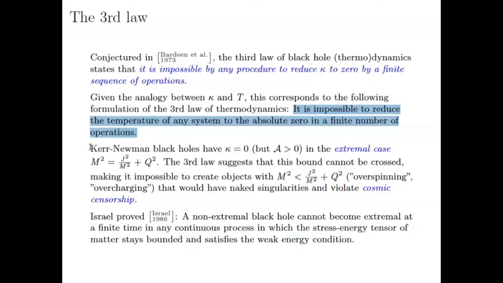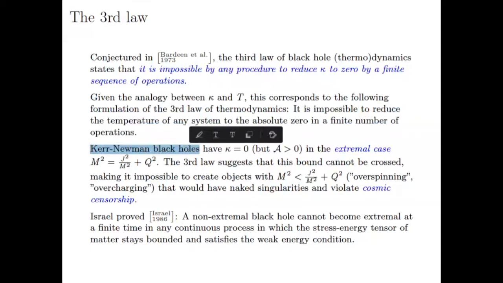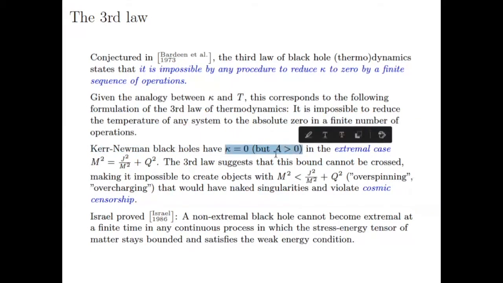For example, the Kerr-Newman black holes, which are charged and rotating, can have 0 temperature but finite area and hence finite entropy in the so-called extreme limit, where you make the charge and the angular momentum as big as you can without destroying the event horizon. That's this extreme limit, where also the Penrose diagram takes on a very special form, as I showed you.